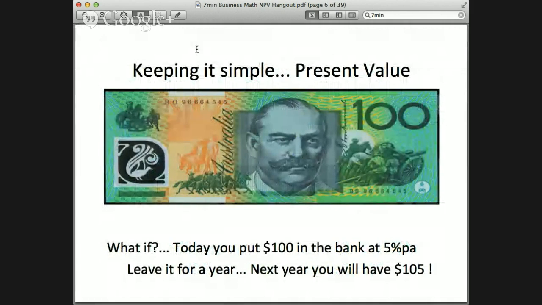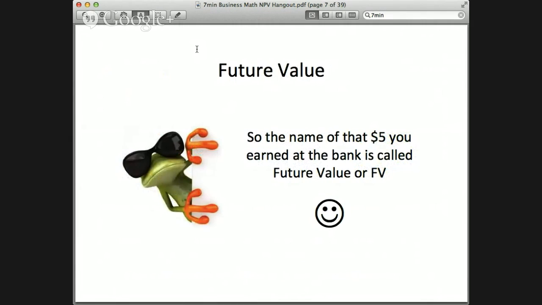Keeping it really simple, $100 today, in the present day. What if you invested that $100 in the bank and they paid you 5% interest per annum? After leaving it there for a year, next year you will have $105, correct? Good. The name of that $5, the interest that you've earned, that the bank has paid you, is called future value.